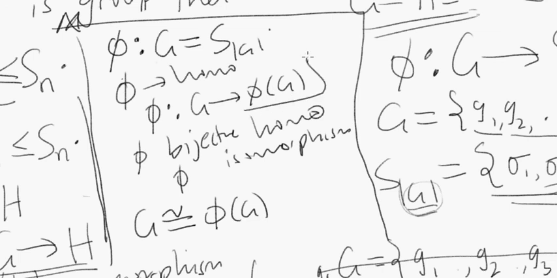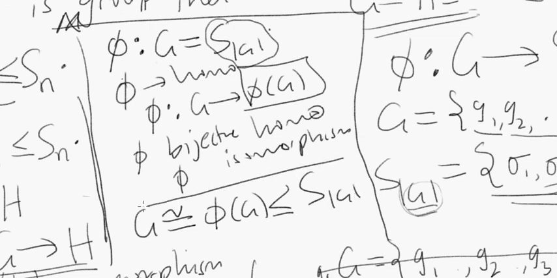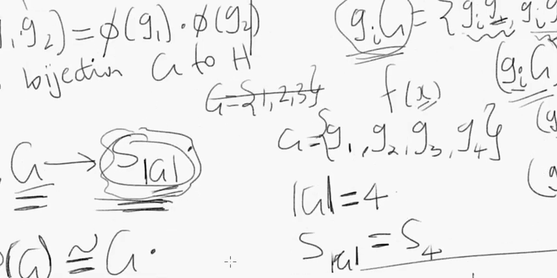But we proved that phi of G is a group, and phi of G is a subset of S of G, the symmetric group on G elements. What that means is that phi of G is really a subgroup of the symmetric group. So we've just proved that G is isomorphic to a subgroup of the symmetric group, which is exactly what Cayley's theorem wants us to prove. That was really hairy, a lot involved, so I recommend taking a look at the video a couple of times to make sure the logic connects.